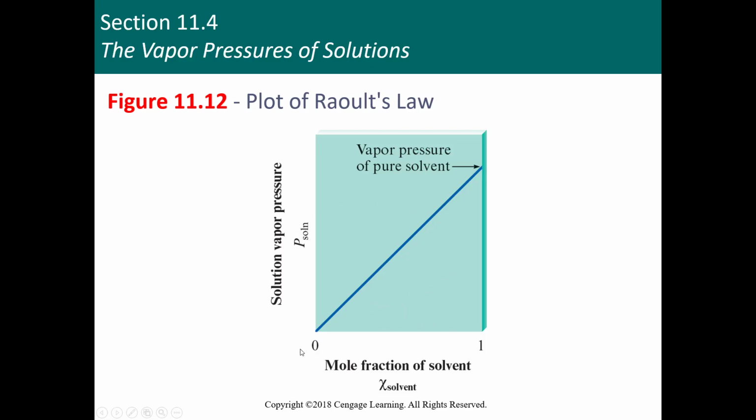Keep in mind, chi is always going to be a value between 0 and 1. You can't go above 1. You can't have less than 0, you can't have less than 0 solute. And you can't have more than all of the molecules being solute. So Raoult's law, by the way, won't actually go all the way to this one. It'll approach, but won't actually hit.